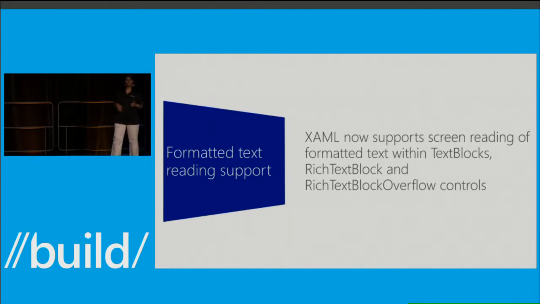But now here I am, a user relying on a screen reader. I fail to get that information. I know it's a piece of text, but it doesn't tell me if it's bold or italicized and so on. And so that piece of information was missing. In Windows 8.1, we fixed it. We now can have formatted text in text blocks, rich text blocks, and rich text block overflow be available to screen readers to be read out. So the formatting of the text can be read out. And this, again, is free for you. You don't have to do anything in your code to make this happen.